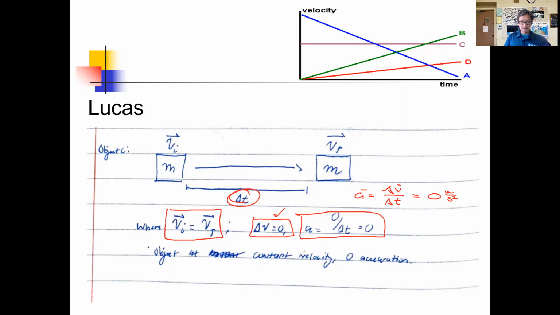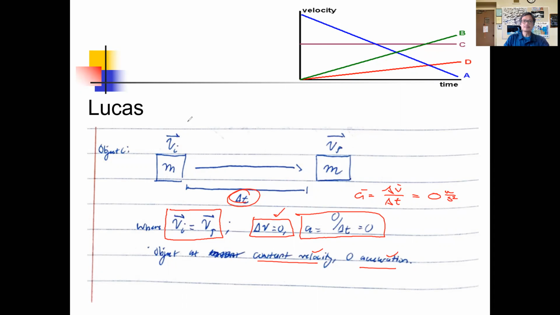He points out here that it's constant velocity, 0 acceleration, so that's absolutely correct. Without using any numbers and just interpreting the graph in terms of simple equations, you see that happening as well.